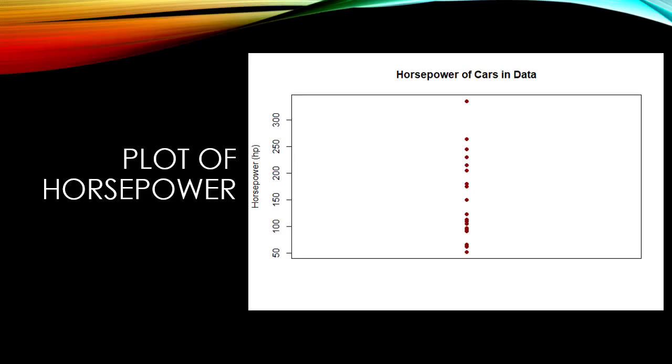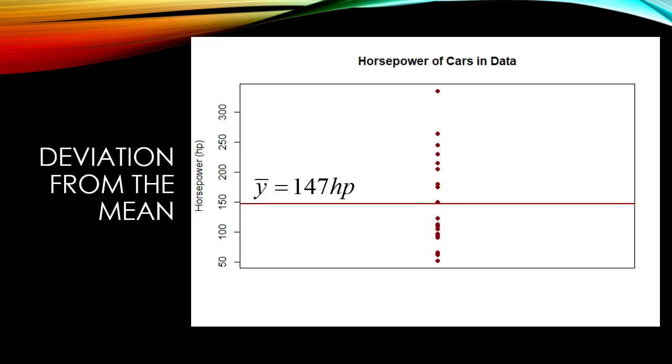Consider the horsepower of 32 model year 1973 and 74 automobiles. Horsepower varies among these automobiles, so it is a variable. Here's a graph illustrating this variation. One measure of center of this distribution of scores is the mean, which in this case is 147 horsepower. In this graph, I have plotted a line for the mean. Horsepower is plotted in the vertical direction, so this horizontal line is located at 147 on the horsepower scale.